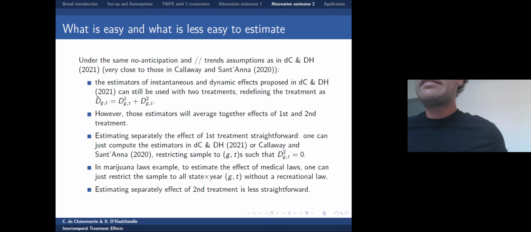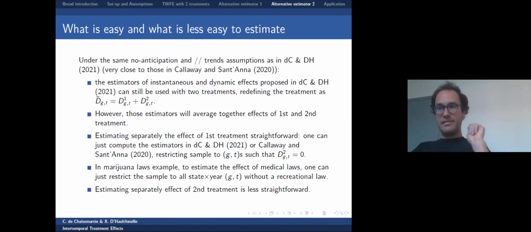So the good news is that there's going to be some things in this setup that are very easy to estimate, for which we don't need to resort to new estimators, but there's going to be things that are more difficult to estimate. We need new estimators. So under the same no anticipation and parallel trends assumption, and assumptions very close to those in Callaway and Sant'Anna, you can use our estimators of instantaneous and dynamic effects that we propose in our new paper for dynamic effects, redefining the treatment as the sum of the two treatments.